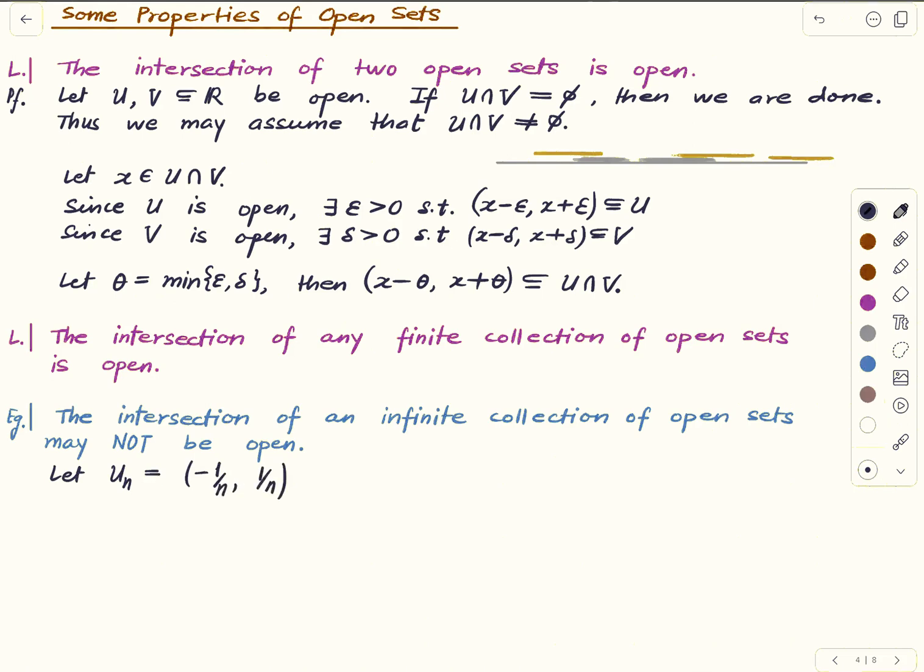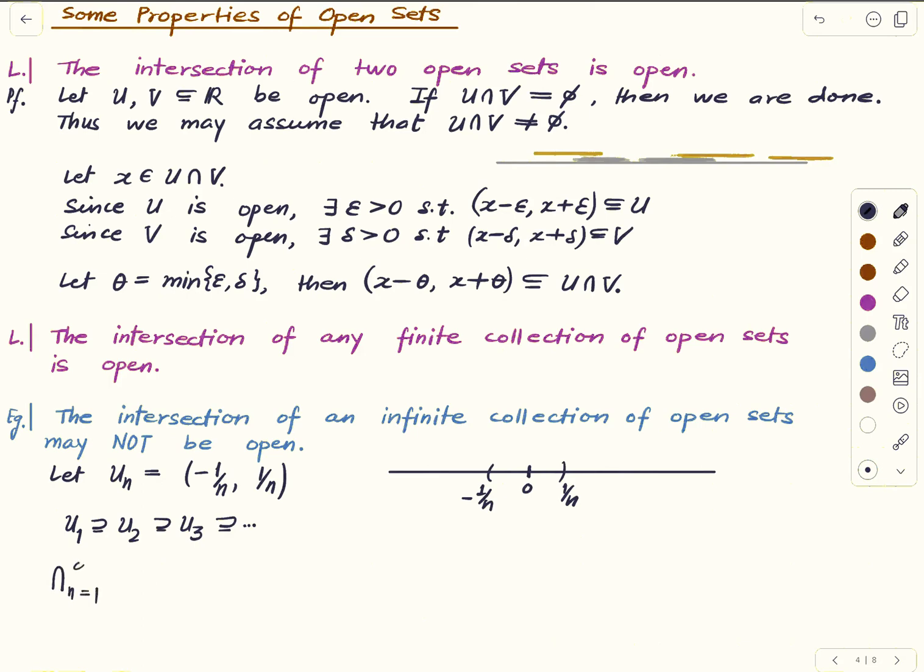Pictorially, we have 0 here. This is 1 minus 1 by n, that is 1 by n. And as n increases, your U_n's shrink. So in particular, what we have is U1 contains U2, contains U3, and so on. We have a nested shrinking sequence of open sets. But what is their intersection?